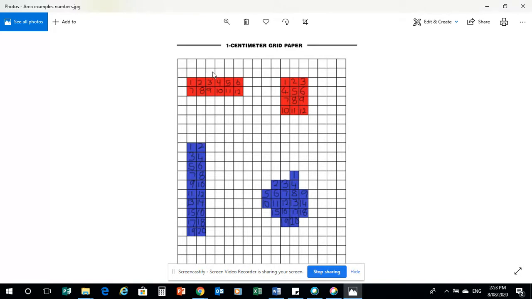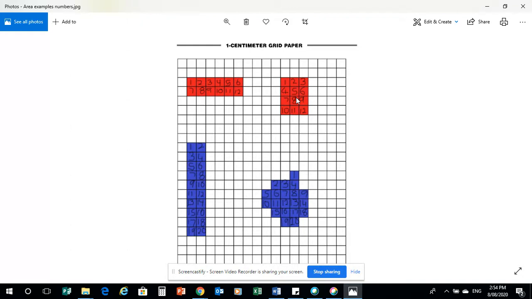So 1, 2, 3, up to 15, 16. So the perimeter of this shape is 16 centimetres, but the area is 12. And then it changes as well, because we know this is 12 square centimetres, but the perimeter is going to be totally different to this one. So we go 1, 2, 3, up to 13, 14. So totally different, because this one here was 16, whereas this one's 14. So that's the confusion that I'm going to try and fix.